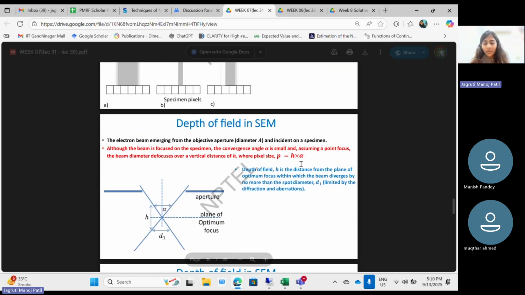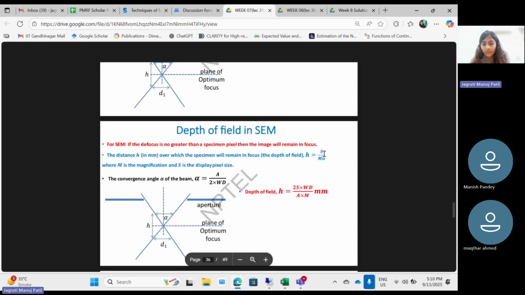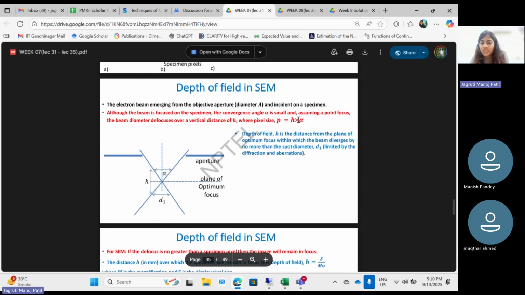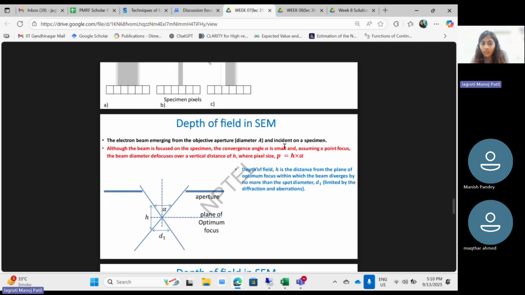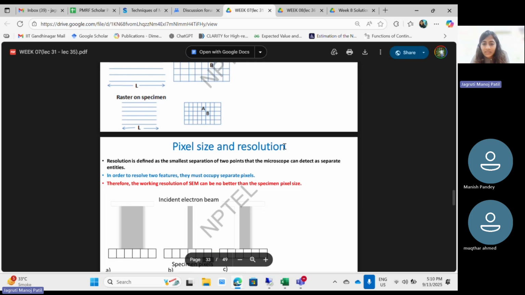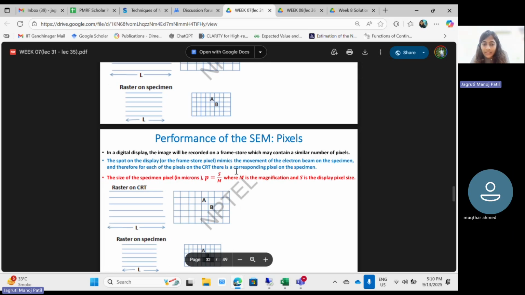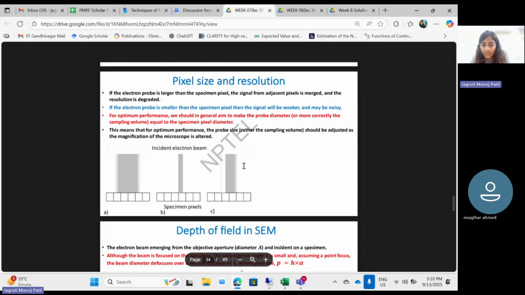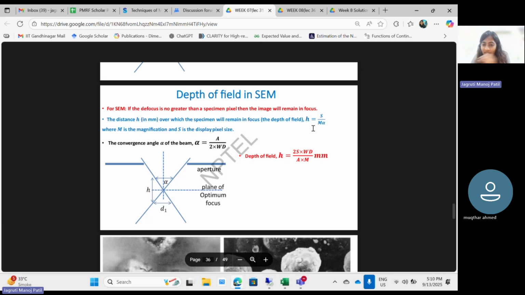So you have H is equal to P by alpha, right? And what was your P? Your P was S by M here. P is S by M here. And then if you do that, you get H is equal to S by M alpha. I hope this relationship is clear.